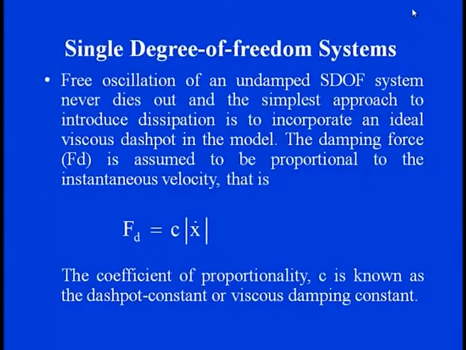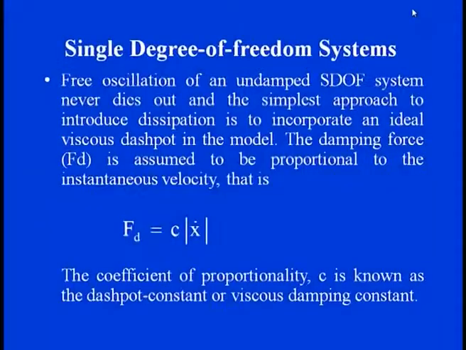So, let us talk about the first situation, that is the single degree of freedom system. When we are talking about the damping models, we need to check how the damping is to be designed in these coordinate systems. Take the free oscillation of an undamped single degree of freedom system, which we already discussed, which will never die out, and has a clear oscillation feature. To introduce the dissipation, we incorporate an ideal viscous dashpot. So, the only difference between the undamped and damped system is the dashpot in the damping feature.